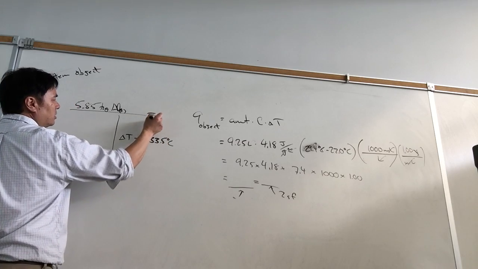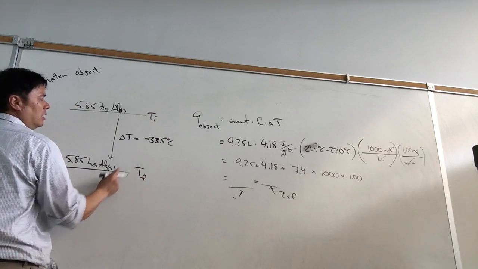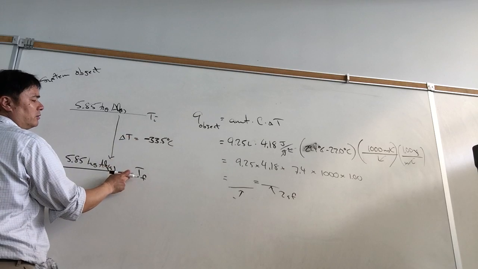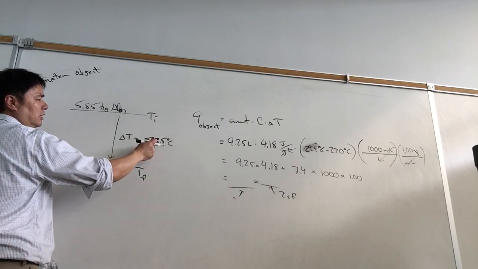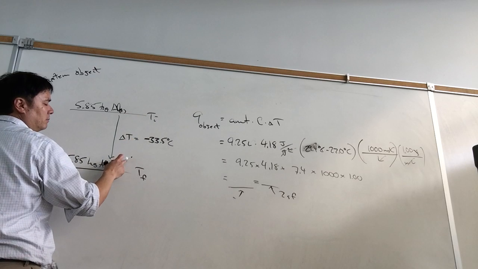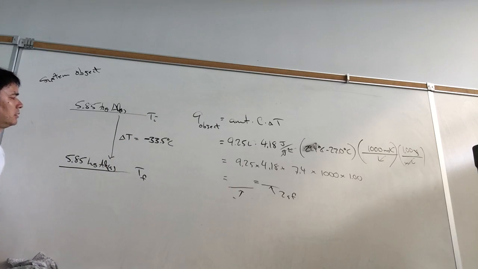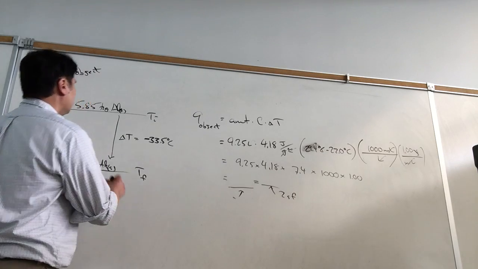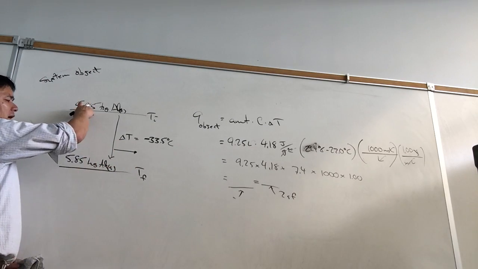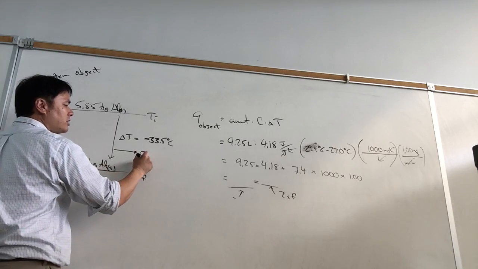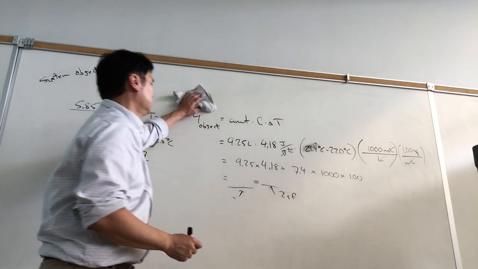We don't know what T initial is. We don't know what T final is. But we know that T initial has got to be greater because delta T is T final minus T initial. Therefore, T initial has got to be greater to have this drop. All right, so what's going to happen is this has got to lose energy because we're going from high energy to low energy. That energy that's lost is going to be lost as heat.